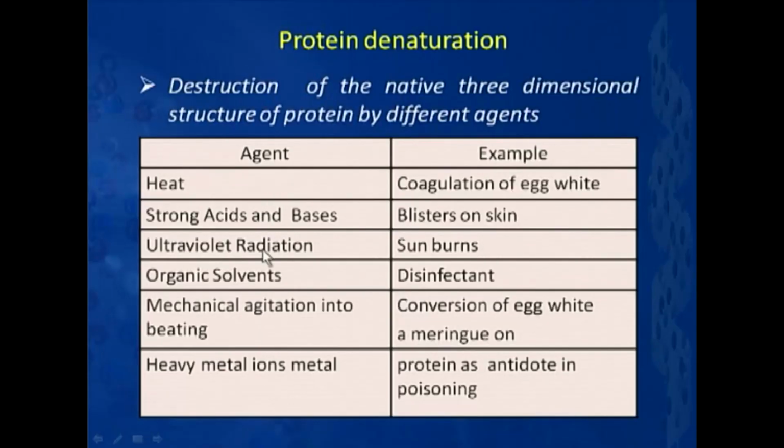Similarly, we can have a variety of agents like strong acids, UV radiation, solvents, or even mechanical agitation can also cause protein denaturation, or we can have metal ion poisoning and so on. There are a variety of things which can cause denaturation of protein.